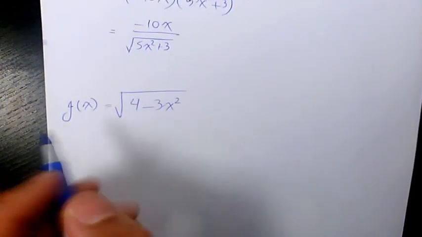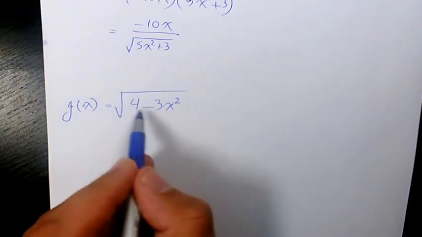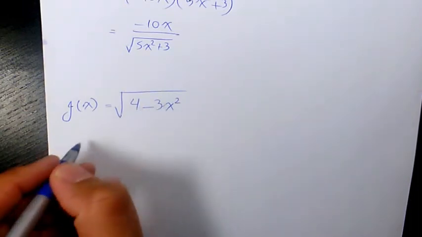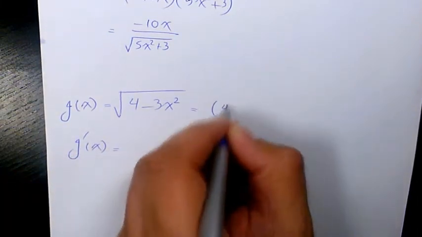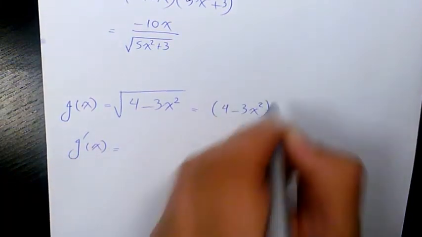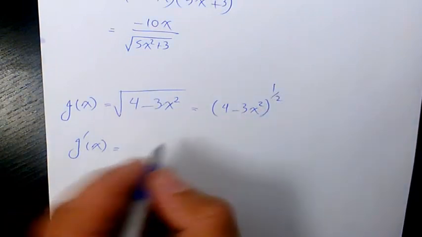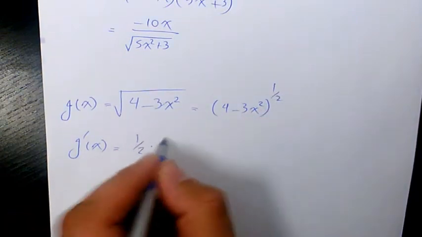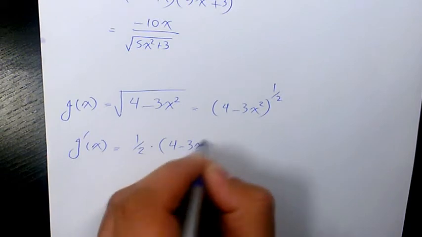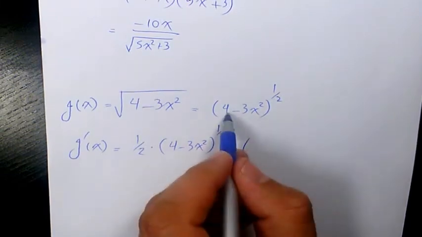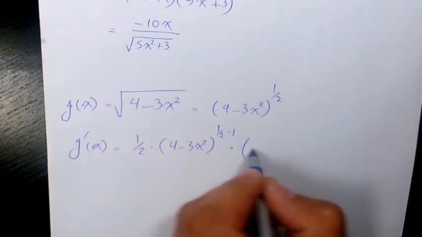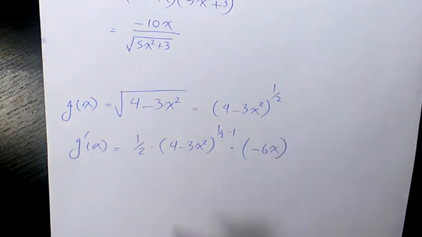Next example, g of x equals the square root of 4 minus 3x squared. So g prime is going to be, here we have (4 minus 3x squared) to the power of 1 over 2. So we have 1 over 2 times (4 minus 3x squared) to the power of 1 over 2 minus 1, times the derivative of 4 minus 3x squared, which is going to be negative 6x.